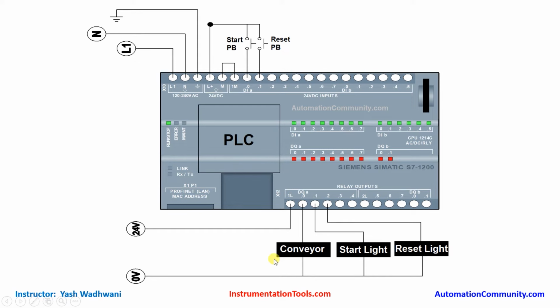Similarly, in the output, 1L indicates the common of the outputs. So we have given 24-volt to the common of these outputs. Now at one terminal of each output, you can see we have connected the 0 volt like this. Now whenever output Q0.0 is on, what will happen? Internally, it gives 24-volt supply to this terminal number 0. Through that, 24 volts will come to the conveyor, and in this way the conveyor will be on. So this is the simple input output wiring.